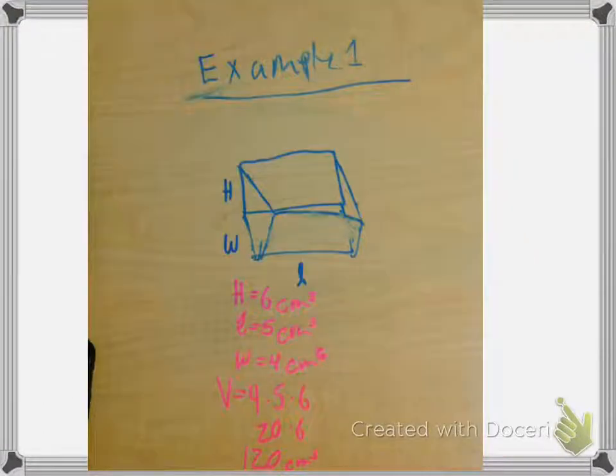And so just an example now. I do want to say that when you're doing volume, it's always in cubed units. So I used centimeters cubed, or you can use feet cubed, etc. So I just picked some numbers. I picked a height of 6, a length of 5, and a width of 4. And so now I plugged it into the formula. So I have 4 times 5 is 20, and 20 times 6 is 120 cubed centimeters.